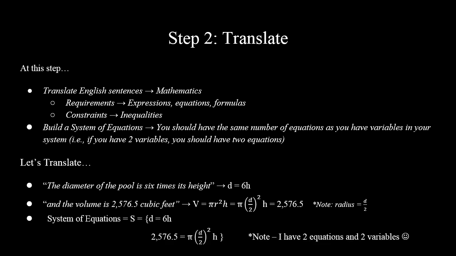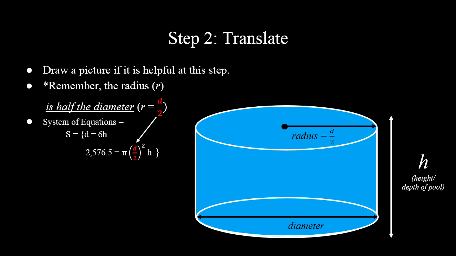I now have my system of equations. My first equation is diameter equals 6h. My second equation is the volume equation, which is 2,576.5 equals pi times the quantity diameter divided by 2, squared, h. Do I have two equations? I do. I have two variables, d and h, so I should have two equations, which I do. That's very important.